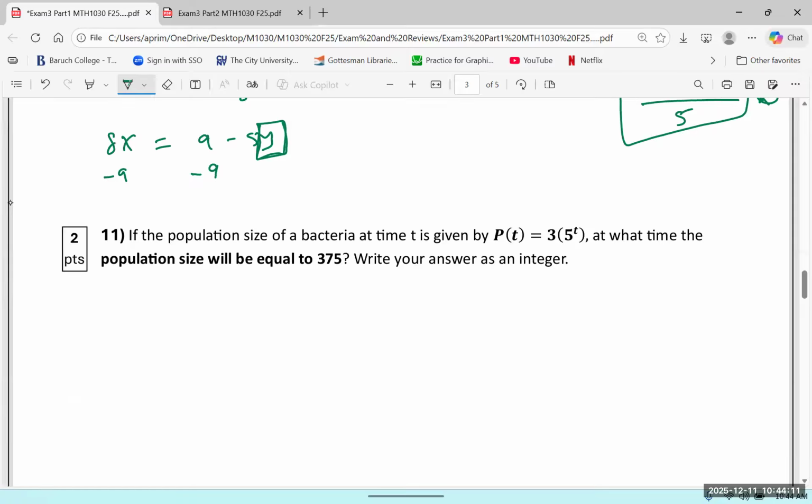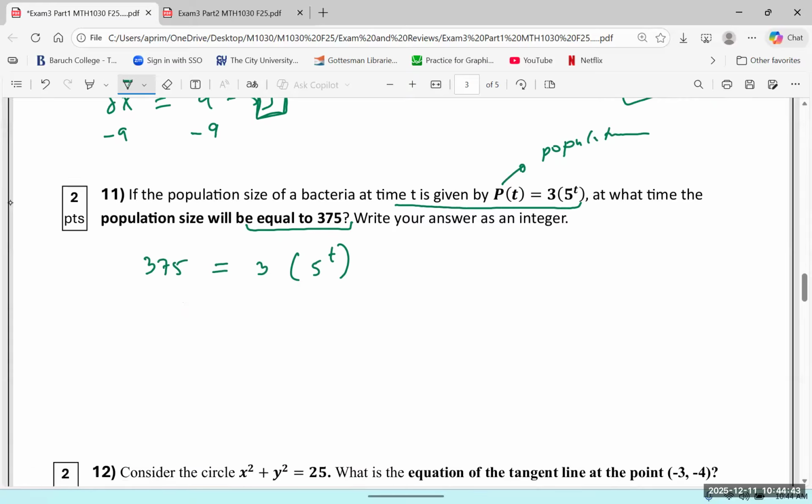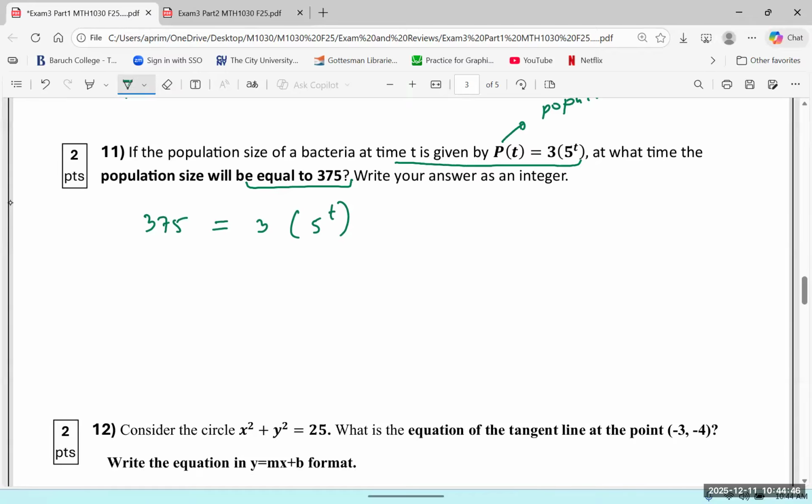So in this population problem, they are saying that the bacteria is growing with this equation, and at what time the bacteria population will be equal to 375. So P always means population here. So when the population will be 375, that means here 375 equals 3 times 5 to the T. And surprisingly, most of you got this wrong. Why? Because I saw many variations. Some people multiply 3 times 5. What are you doing in the calculator?